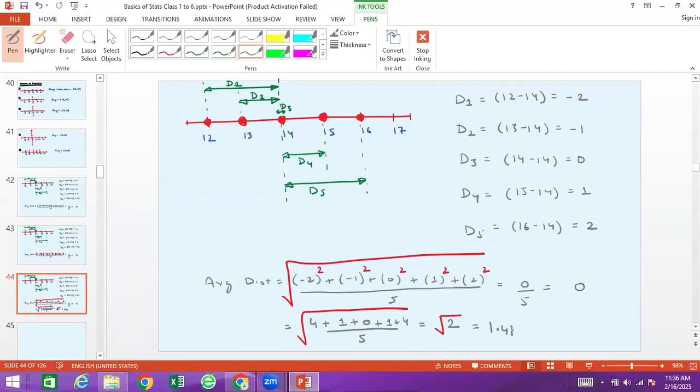Okay, and this number that we have just calculated, do you know what this number is called? The process that we have just followed, this number is called standard deviation. Standard deviation. Okay, this thing that we have just calculated is called standard deviation.